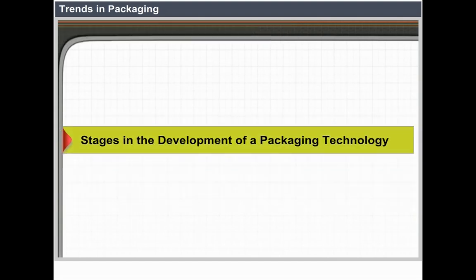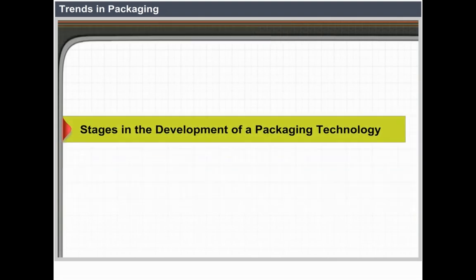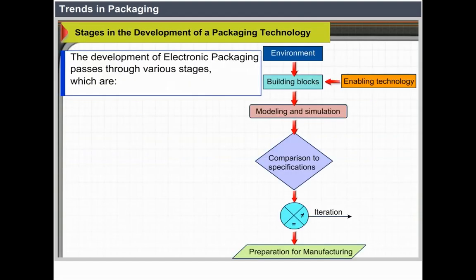Stages in the development of packaging technology. The development of electronic packaging goes through various stages, which are environment, building blocks, enabling technology, modeling and simulation, comparison to specifications, iteration, preparation for manufacturing.